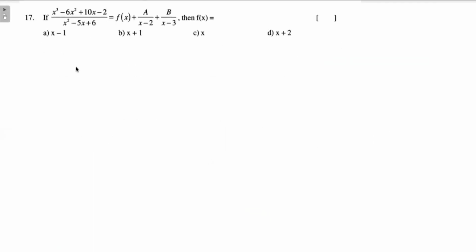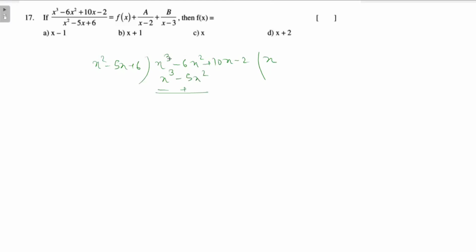Okay. So let's do this. First step: divide x cubed minus 6x squared plus 10x minus 2 by x squared minus 5x plus 6. Do you know how to divide it? Long division. First, x cubed divided by x squared gives x, and we multiply by x squared minus 5x.